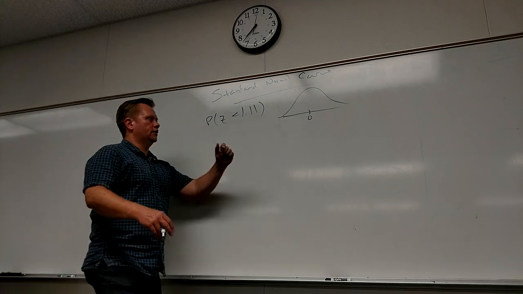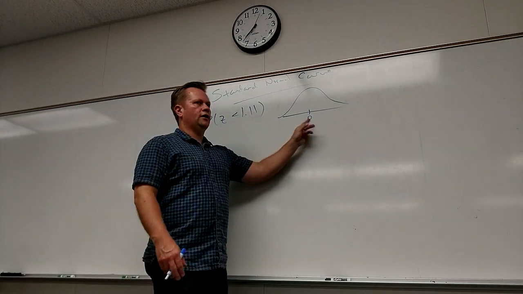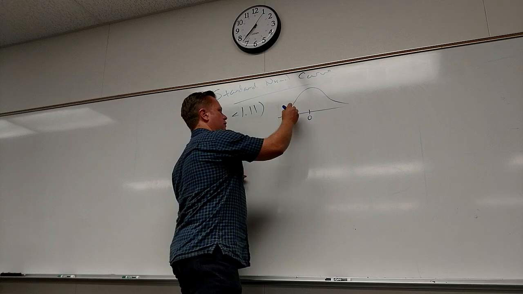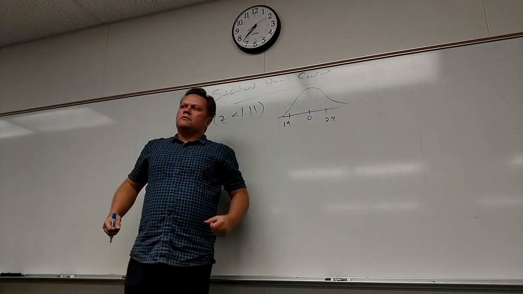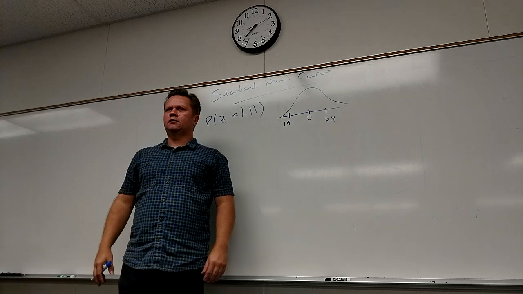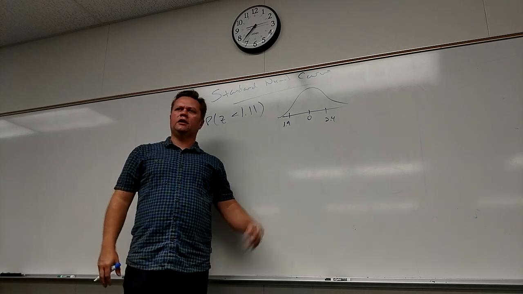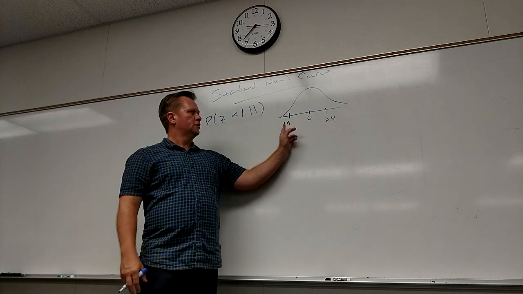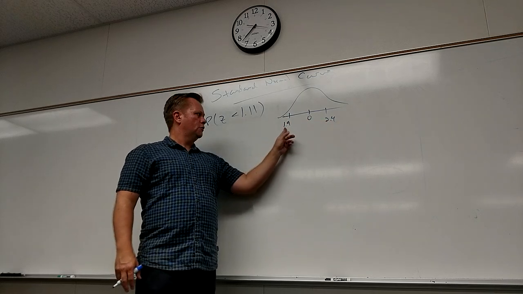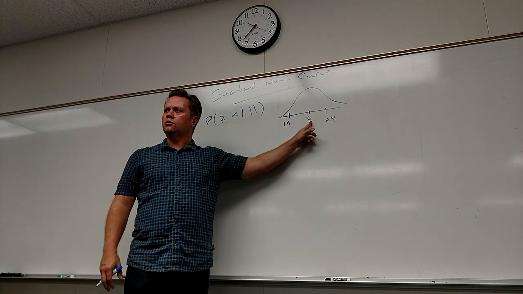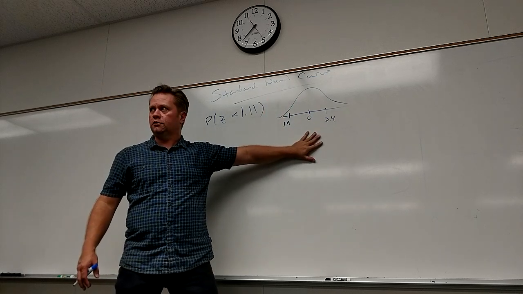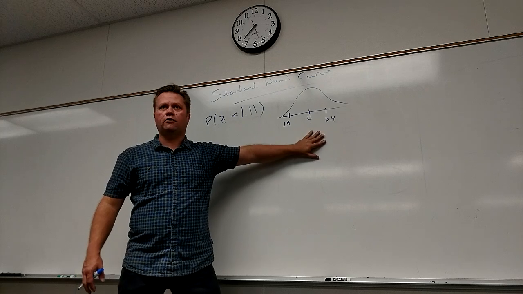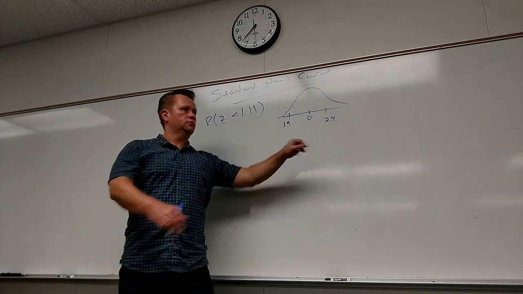Some of you actually put a 0 here, and then you put like a 1.9 there and a 2.4 there. Think for a second. What's wrong with that? 1.9 is not less than 0. Your picture is supposed to help you, but if you don't draw it correctly, it's not going to help you.